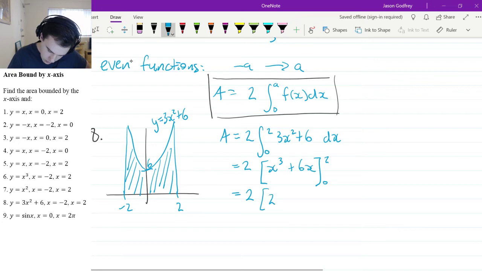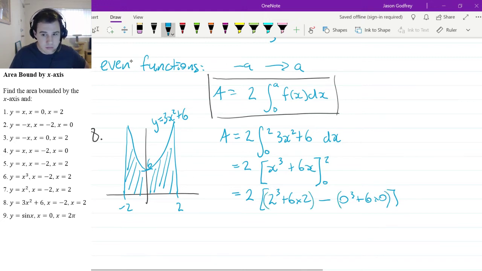So we're going to have 2 cubed plus 6 times 2, minus subbing 0 in, 0 cubed plus 6 times 0. So I would actually get into the habit of putting these in brackets. It doesn't matter here, because it's 0.